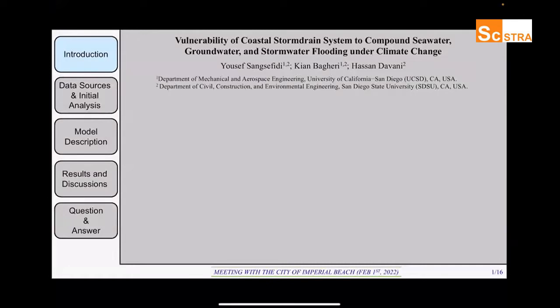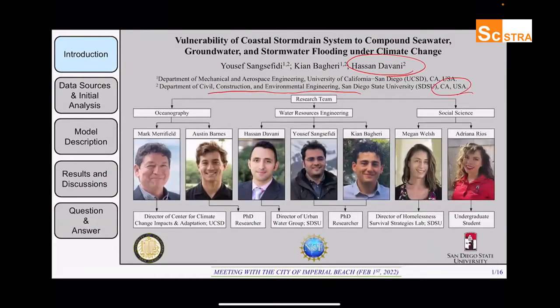I am an assistant professor at San Diego State University in the Department of Civil, Construction and Environmental Engineering. I teach courses around civil engineering, water resources, and hydraulics at San Diego State University, California, USA. Here is our research team with our PhD students, our collaborators in social science, and oceanographers.